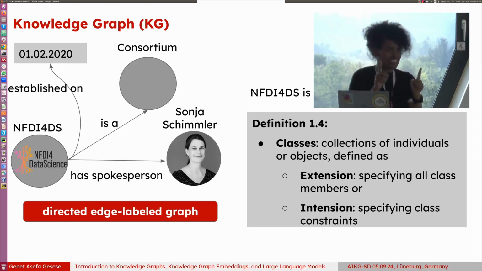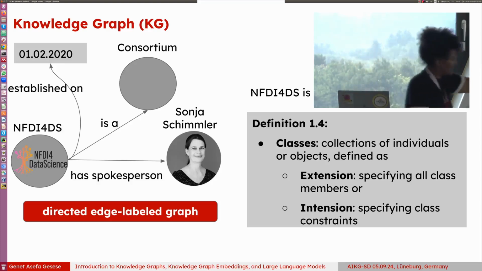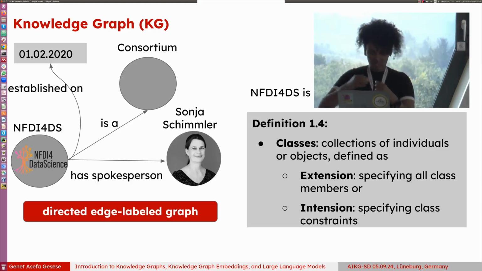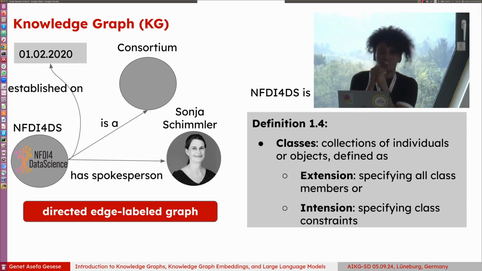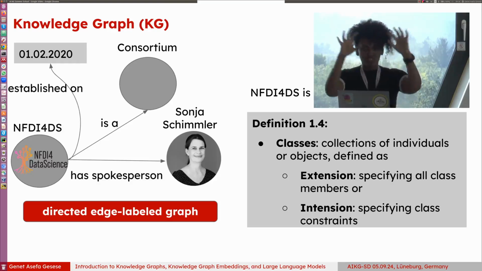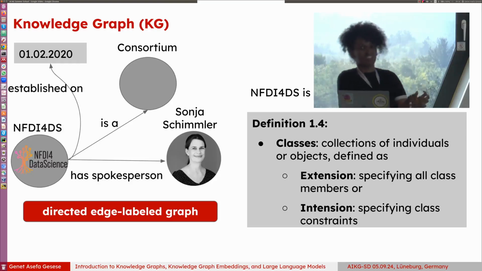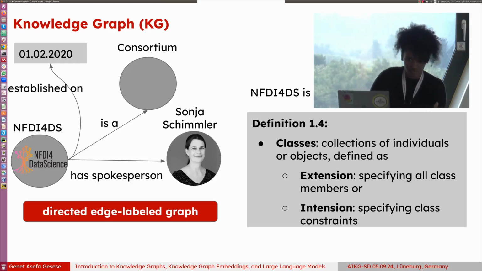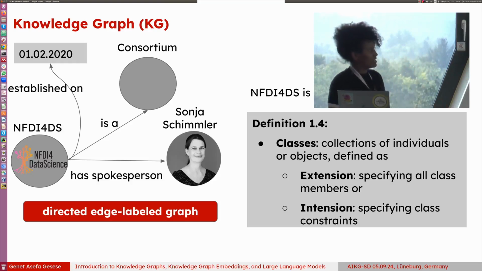But notice the difference between this node and that node over there. This node is an individual, or a member of the class, which is consortium. NFDI for data science is one consortium. There is NFDI for chem. There is an NFDI for math, right? Other projects. So all together could be considered as a class, which is consortium. That's what we have as a definition there.